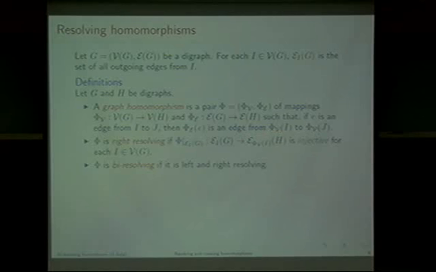And we say that the graph homomorphism P is right resolving if P restricted to E subscript I is injective for each I. And if we consider the opposite direction, the set of all incoming edges to the vertex I, then we can define left resolving similarly. And we say that a graph homomorphism is bi-resolving if it is left and right resolving. So this is the definition.